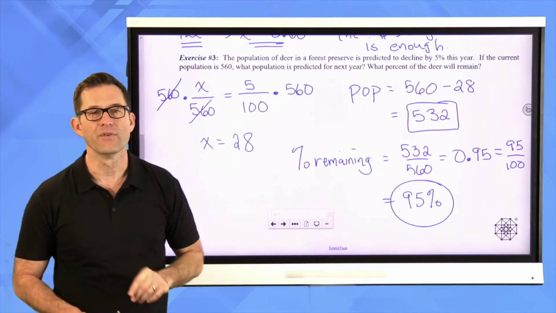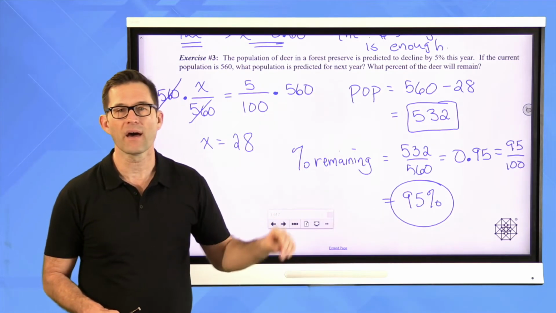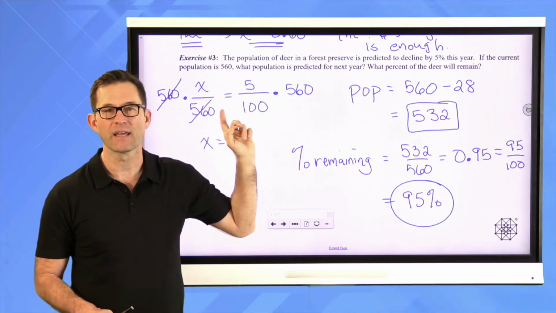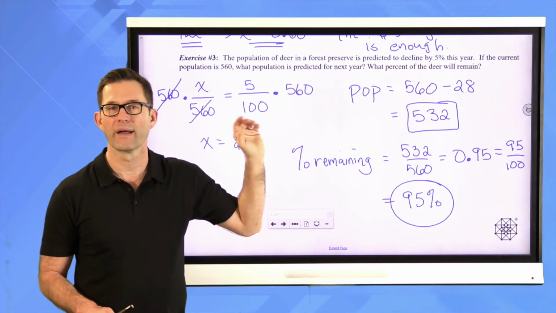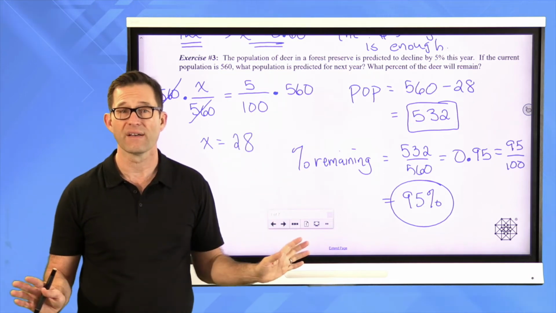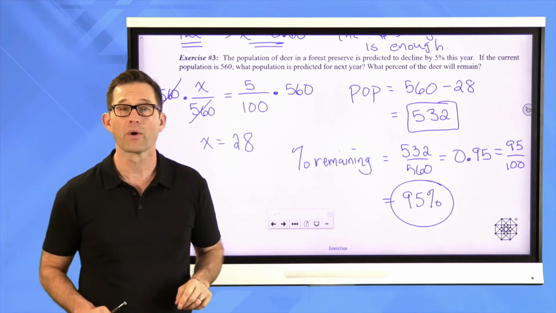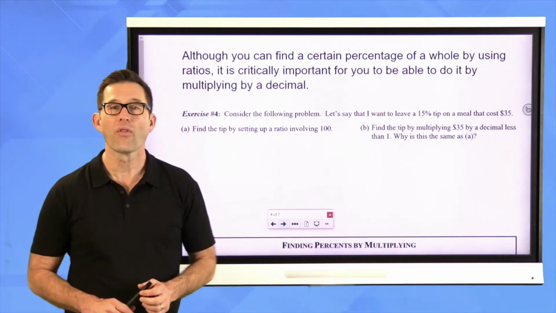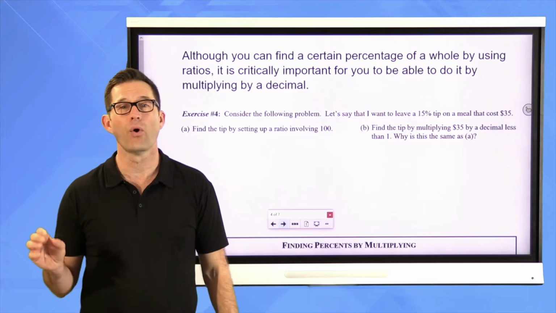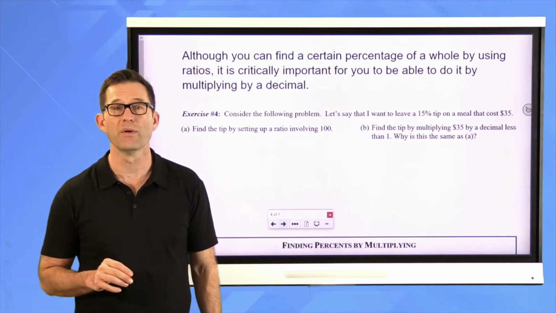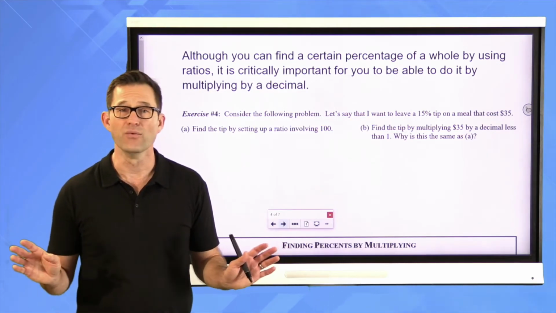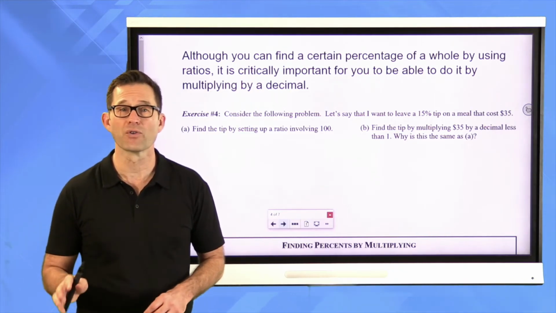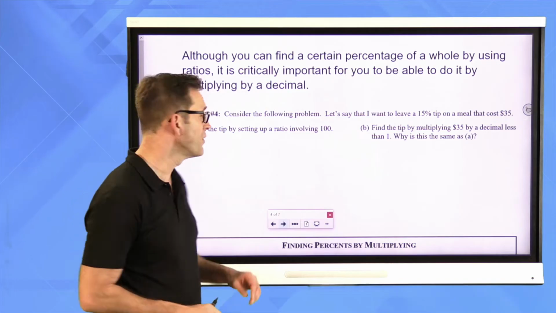Now, others of you, I hope right now are saying, man, I don't want to figure out what 5% of 560 is by setting up this equation and cross-multiplying. I know a faster way of doing it. And that's what we want to review right now. Let's take a look. Although you can find a certain percentage of a whole by using ratios, which is what we've been doing, it's critically important that you do it by just multiplying by a decimal. So let's review how that works.